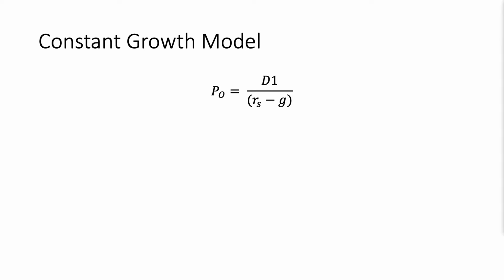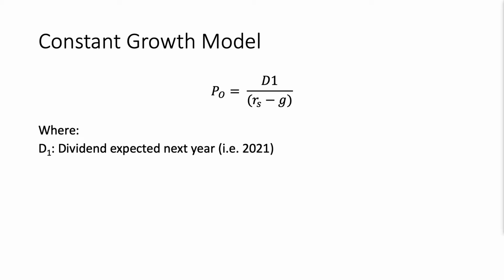So there's the model. Now notice that it's P0. That's the price this year, 2020. P0 equals D1, the dividend next year. So the dividend with this model is always one year ahead of the price. You take D1 divided by RS, the required return of the stock. That's what we believe the stock should return. That's a fair return for the stock based on how risky the company is. Minus G, the dividend growth rate.